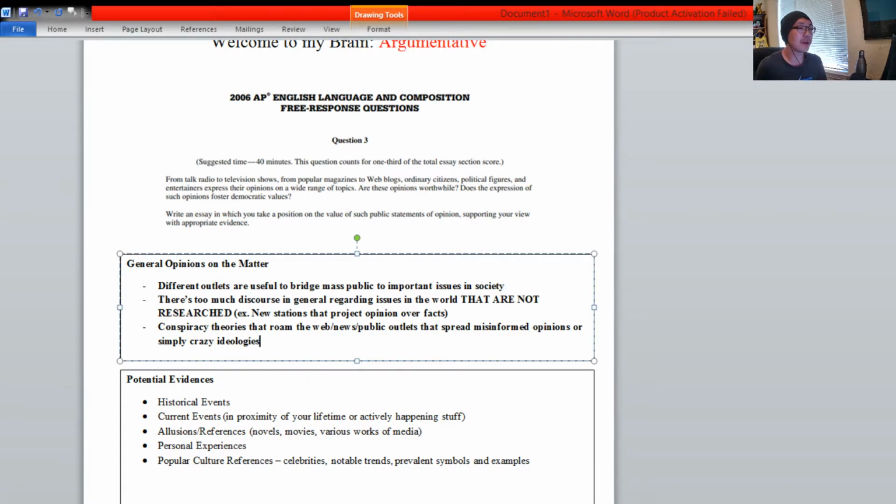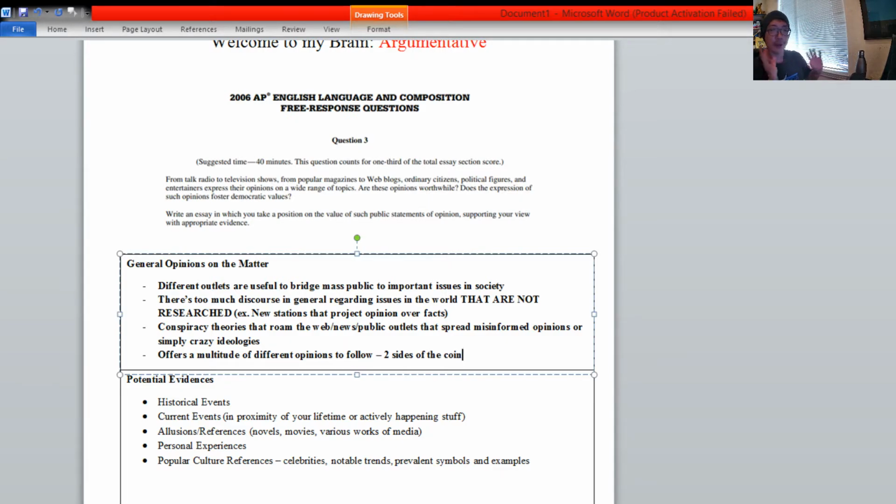Other things, are these opinions worthwhile? Maybe it would be positive once more to think about if their opinions are good. I think so. I think it offers a multitude of different opinions to follow. So we can get two sides of the coin, right? Two sides of the coin. So I have two cons, two positives.